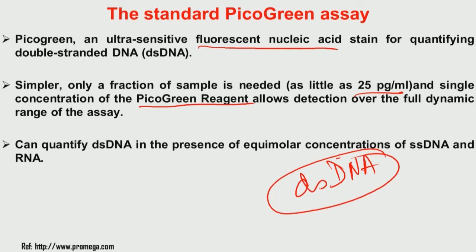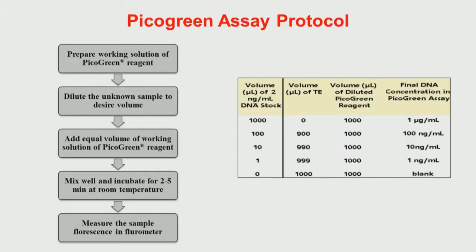This is the typical protocol. One is to first prepare the working solution of PicoGreen reagent. After that, similar to other assays, one dilutes the unknown sample to a desired volume, then adds an equal volume of the working solution and measures the sample fluorescence in the fluorometer. So this is how the PicoGreen assay works.